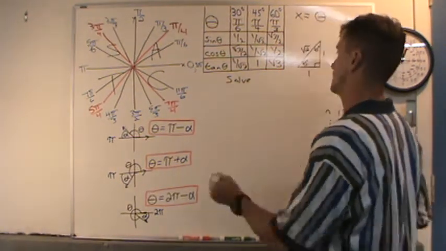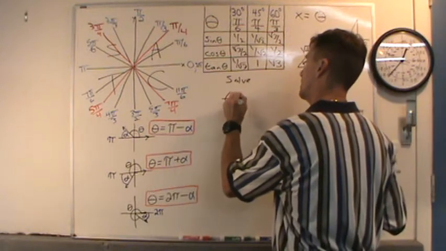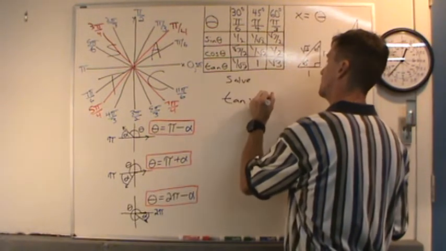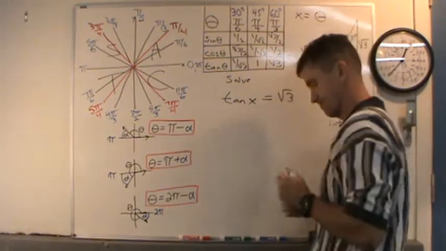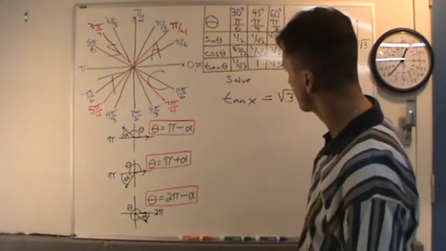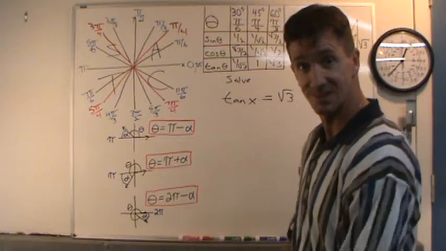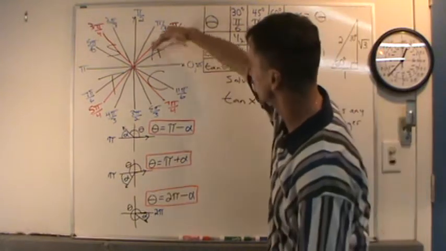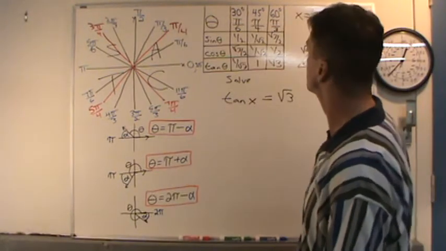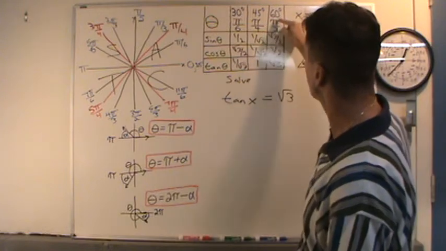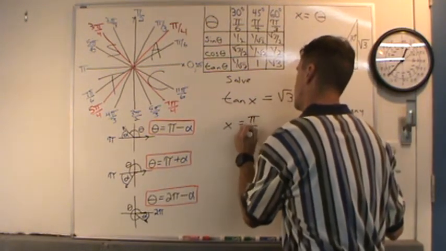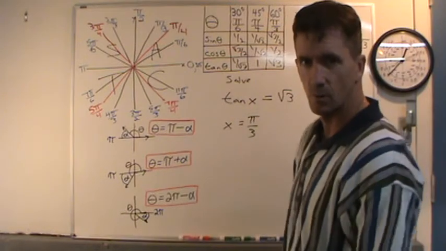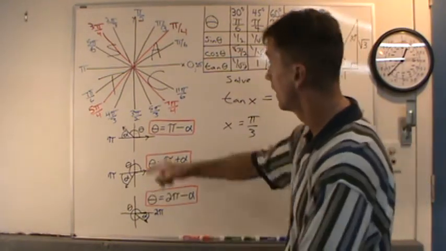How about tangent of x equals square root 3. All right. Well, let's start by finding one solution. Some angle in the first quadrant we refer to as x. Where does tangent take on square root of 3? Pi over 3. That's one solution. Where else is tangent positive?